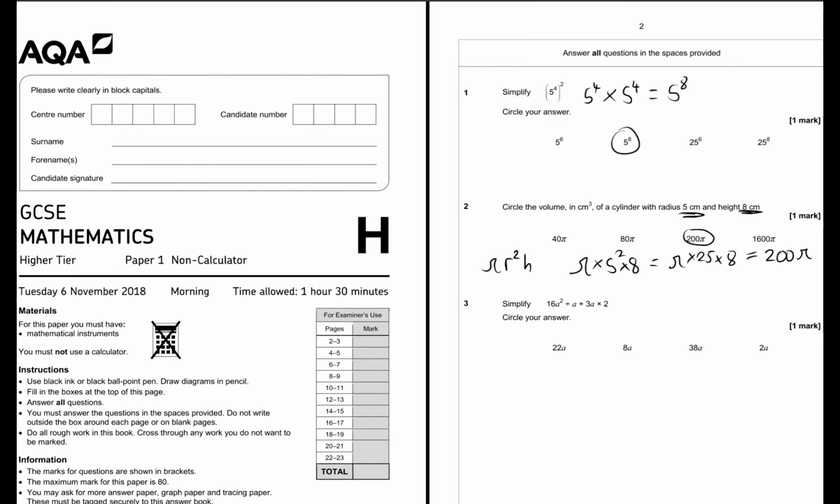Okay, question 3, simplify 16a squared divided by a, plus 3a times 2. So let's put these in brackets so we can separate it out a bit. And then we're going to rewrite it to make it nicer. So 16a squared over a, plus 3a times 2. Okay, what can we do on this side? 16a squared over a. This means 2 of the a's will cancel out. So we're going to get 16a plus 3 times 2 gives you 6a, equals 22a, which is this one.